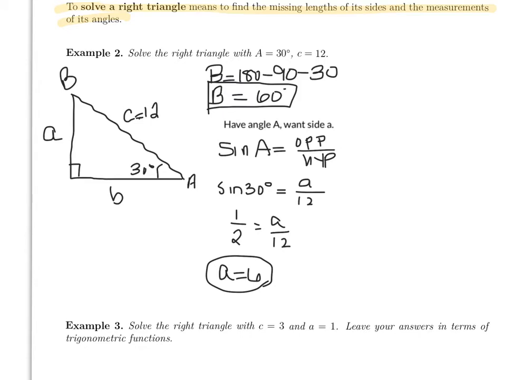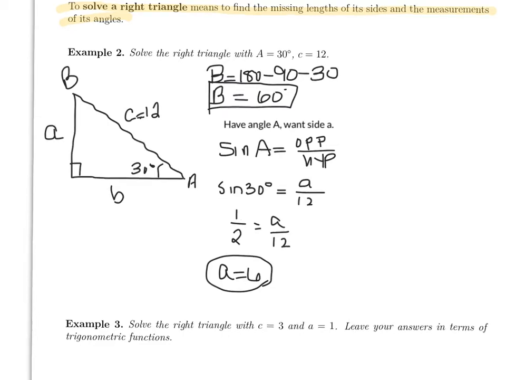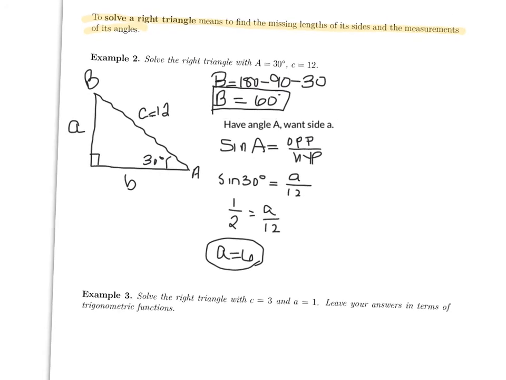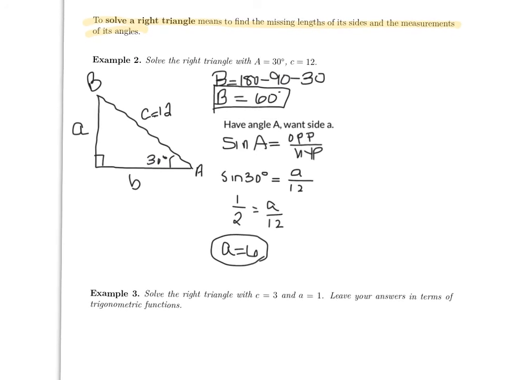Okay, so the last thing that we need to do is find side B. There's a couple of different ways you can do that. Now that you have two sides of the right triangle, you could certainly use the Pythagorean theorem to find the third. But you could also use one of the trig functions, and so I'm going to show you that way. Pythagorean theorem is something you've seen before, so I want to show you how you can use one of the trig functions.